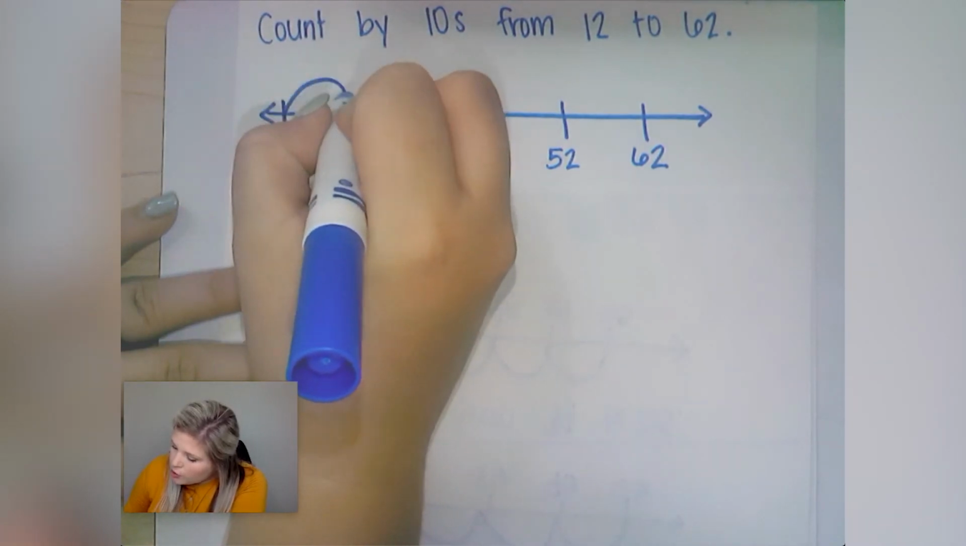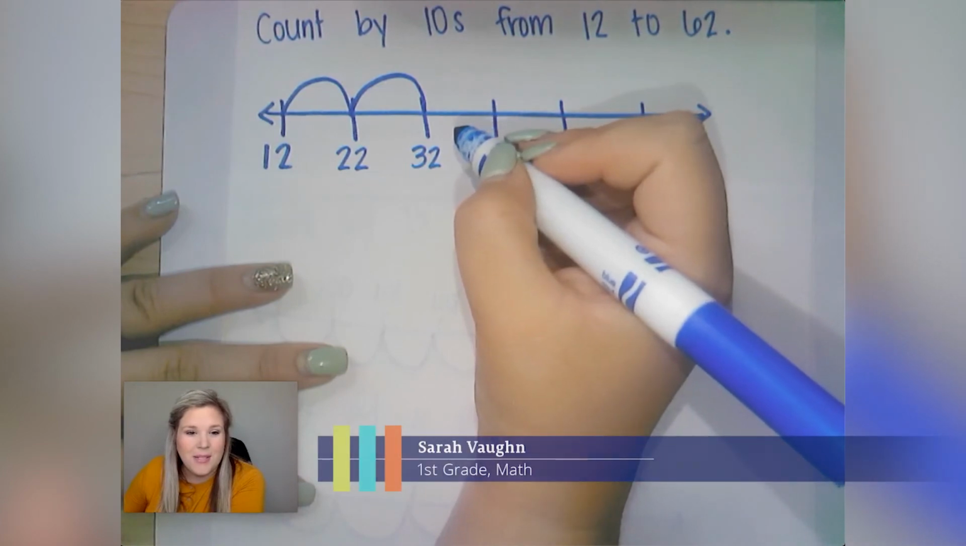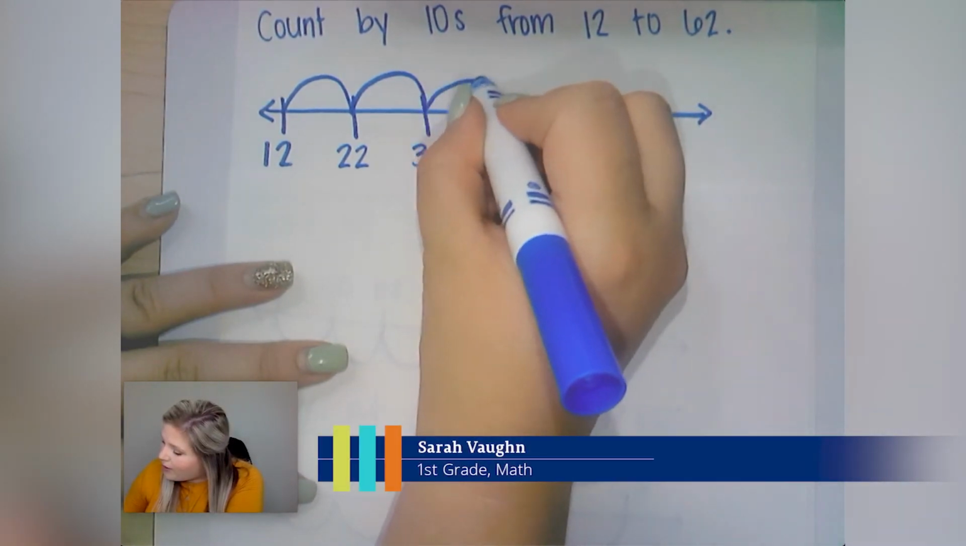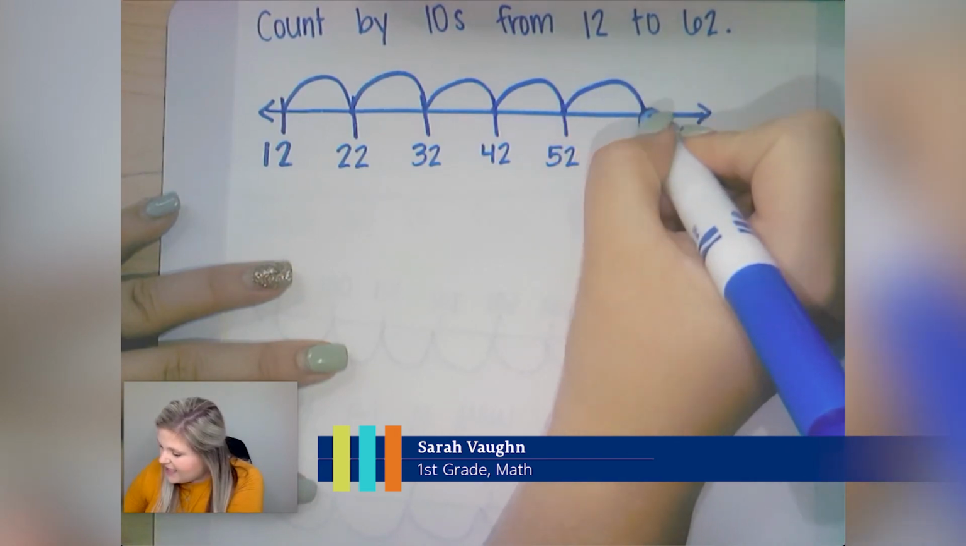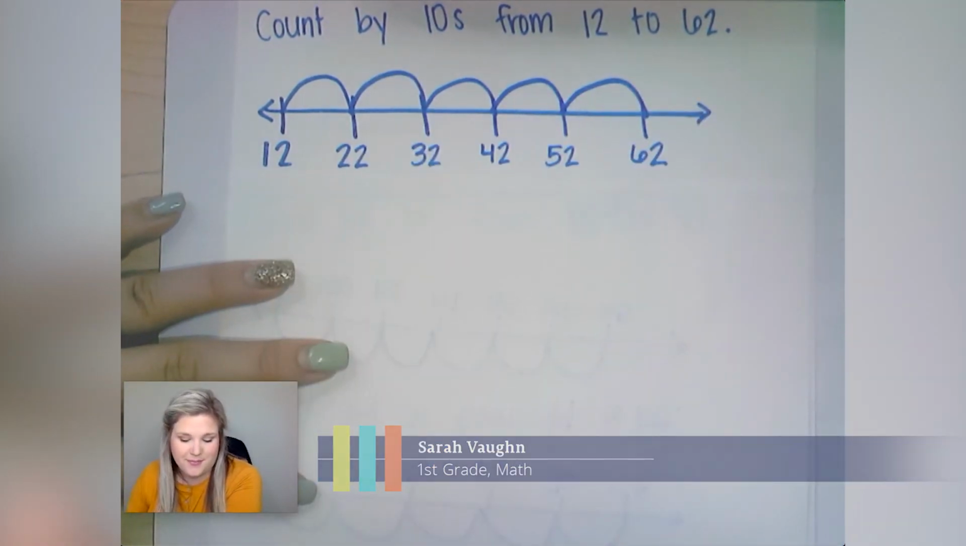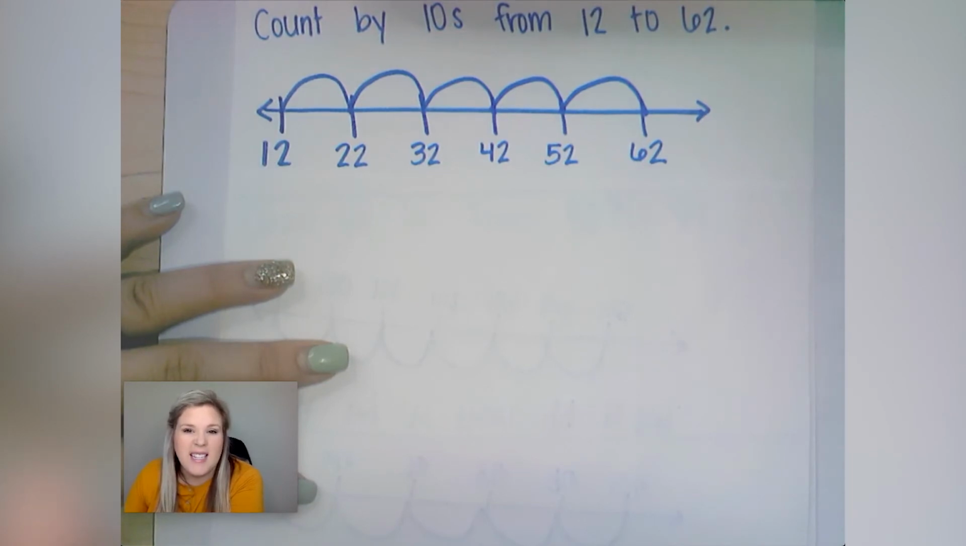12, 22, 32. Are you drawing your hops too? 42, 52, 62. Great. We just used a number line together to count from 12 to 62 by tens.